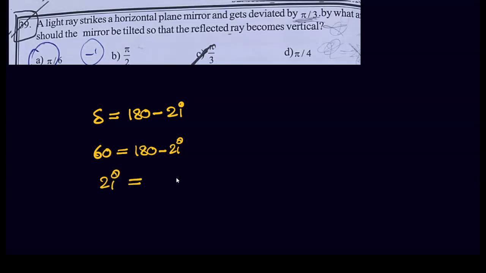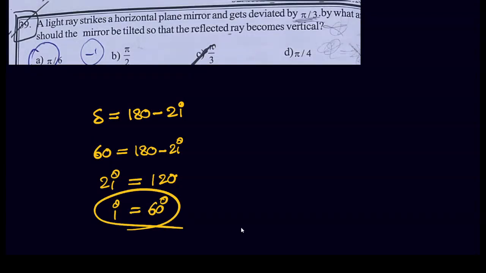What is the angle of deviation formula? Delta is equal to 180 minus 2i. The angle of deviation given is pi by 3, which means 60 degrees, equal to 180 minus 2i. So 2i is equal to 120, which means i is equal to 60 degrees. That means the angle of incidence is 60 degrees.